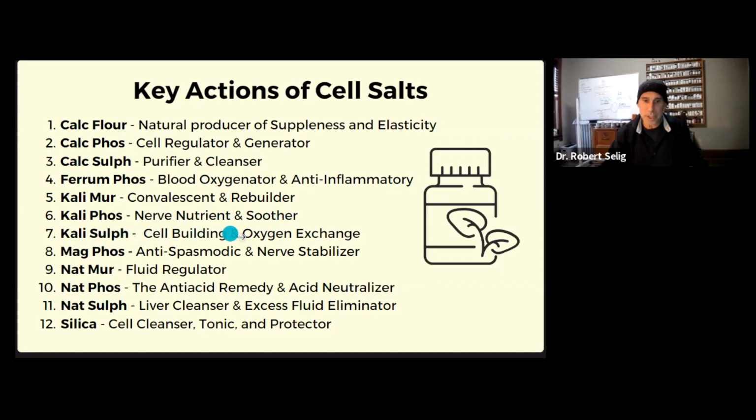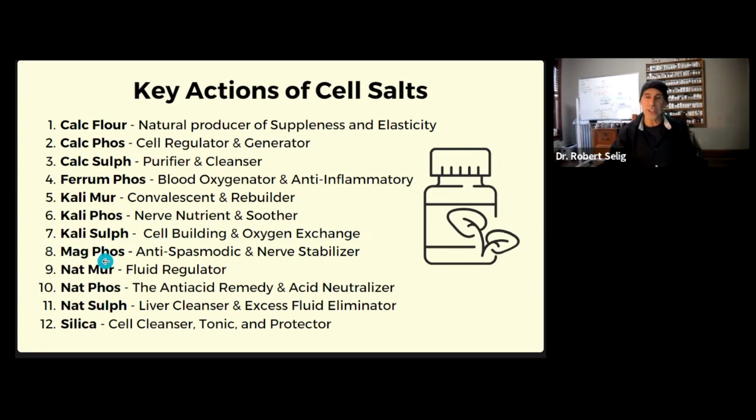Potassium sulfate. This is another oxygen exchanger. So if I see the fever a little bit higher than 101, I'm going to start with the potassium sulfate. But the iron phosphate and the potassium sulfate work beautifully together. We may start with the iron phosphate, come in with the potassium sulfate a few days later. And so this is also a cell building and oxygen exchanger. And we'll talk more about this as we look at each one of these individually.